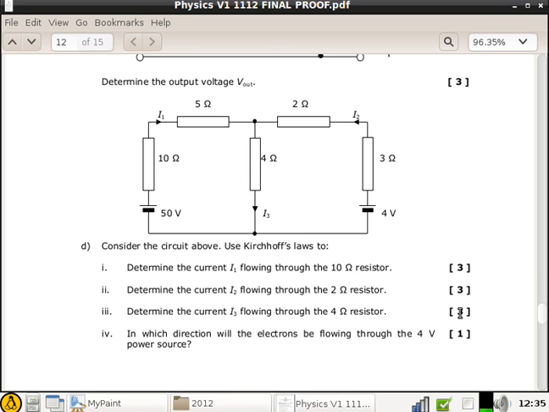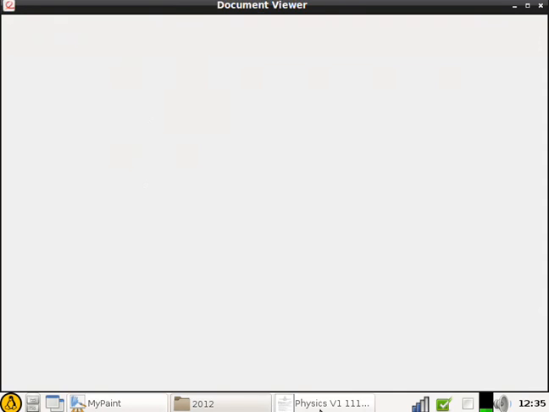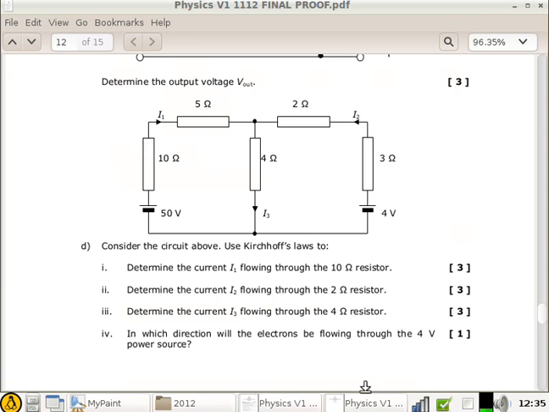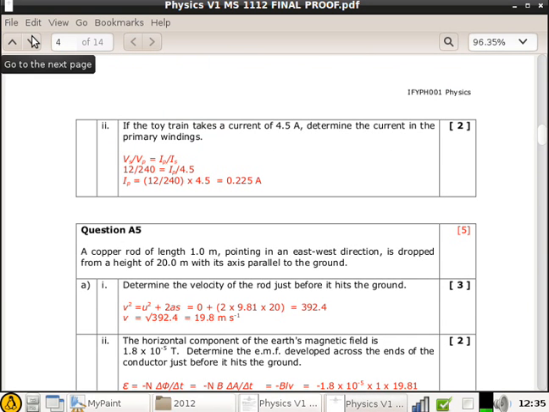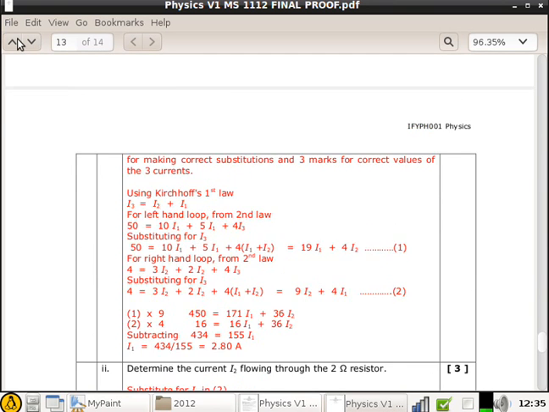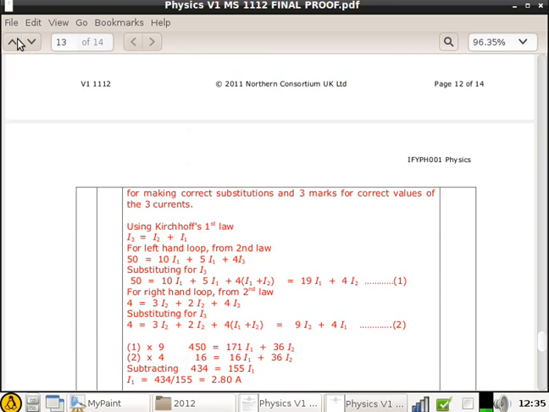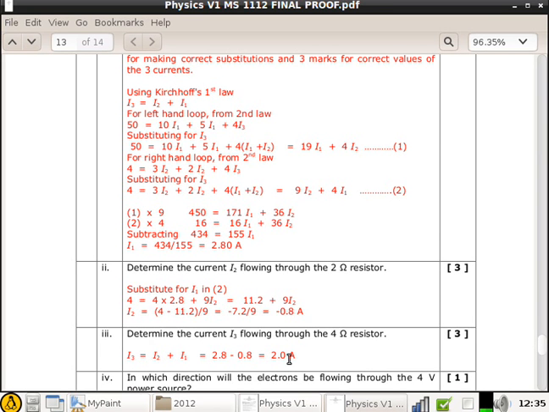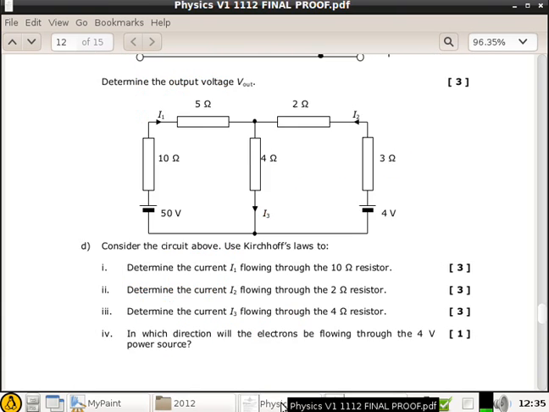Yeah. You want to check the answer? No, I just want to check. Okay. Let's have a look here. I1 is there. I2 is there. I3 is there. Did you get them? I2 is negative. Didn't get the I3, okay.